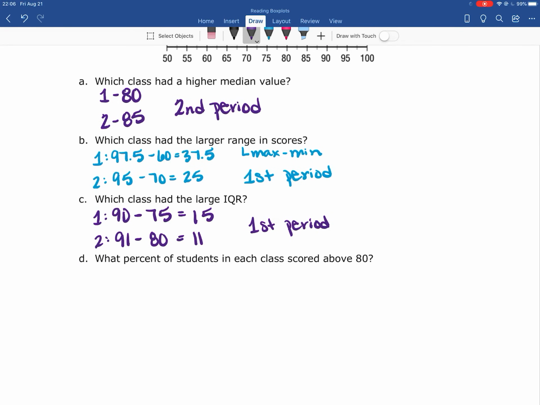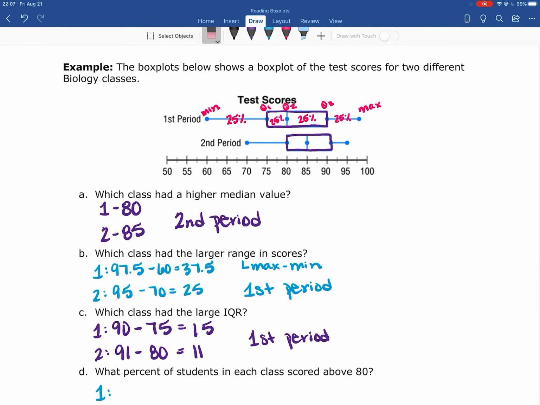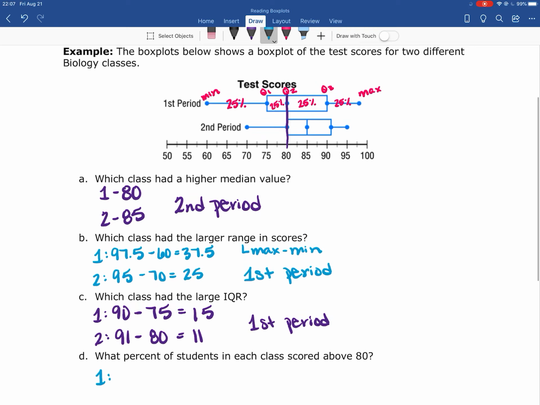And then the last question that we're going to answer right now with these two box plots is looking at what percent of students in each class scored above an 80. So I'm going to come back up to my box plot. I'm going to do just a little bit of erasing. Here we go. And we're looking at the value for 80. So I'm going to go ahead and draw a line up here. So the first period class had a median value of 80. So that means 50% of the students scored above an 80.